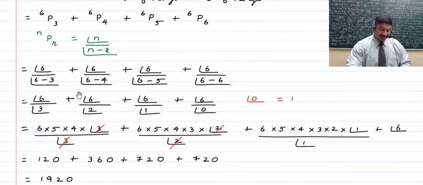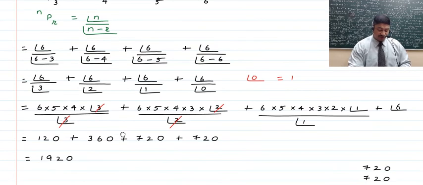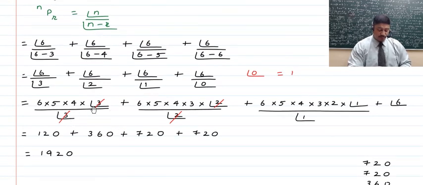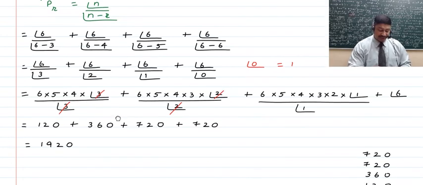Then children, when we have factorial 6, we can obviously write it as 6 into 5 into 4, and as we have factorial 3 in the denominator, we can multiply this by factorial 3 and divide it by factorial 3, where both of these get cancelled, and then we just have the product of 6, 5 and 4, which gives us 120.